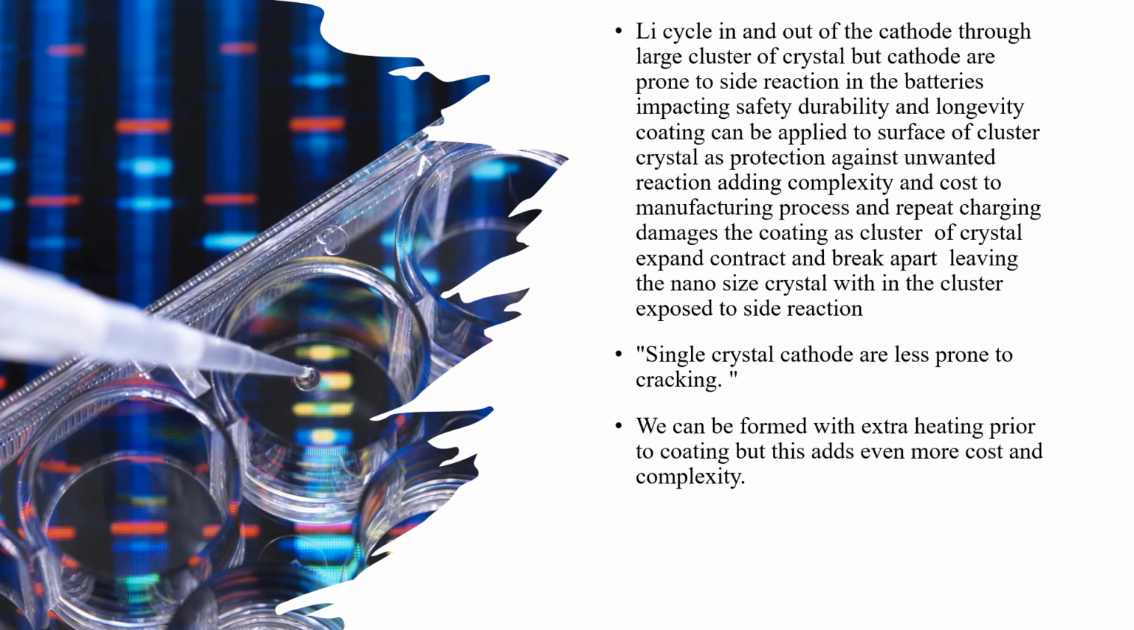Lithium cycles in and out of the cathode through a large cluster of crystals, but cathodes are prone to side reactions in the batteries, impacting safety, durability and longevity. Coating can be applied to the surface of the cluster crystal as protection against unwanted reactions, but adds complexity and cost to the manufacturing process. And repeat charging damages the coating as the cluster of crystals expand, contract, and break apart, leaving the nano-sized crystals within the cluster exposed to side reactions.